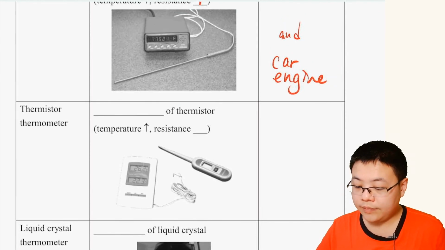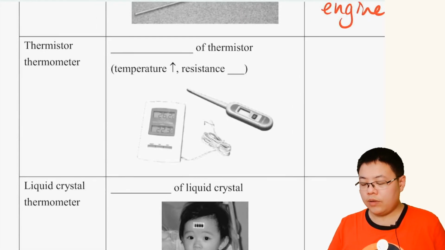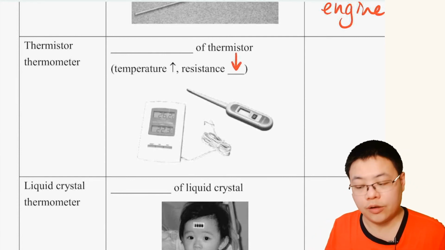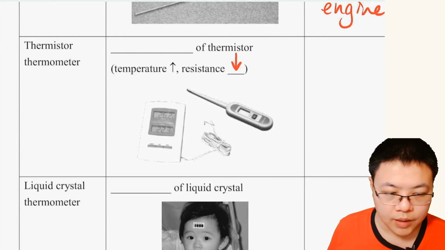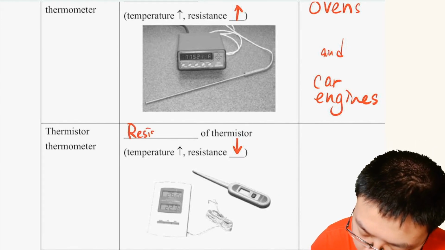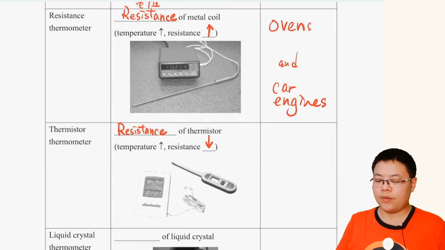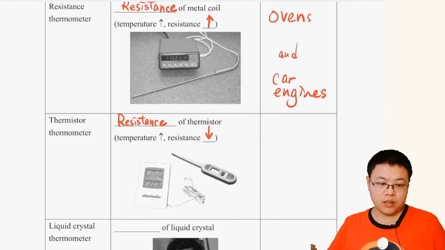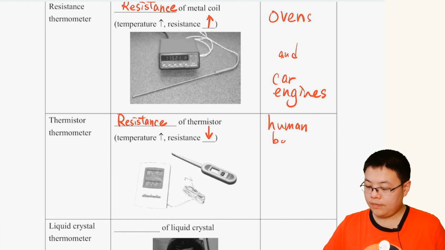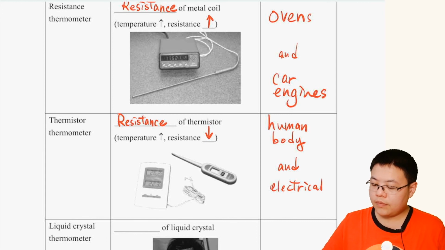Wrong spelling. Okay, much better. And the next one, thermistor. Well, inside this table, this is the first time we have that when the temperature increases, the resistance will decrease. However, it is very similar to the above. It is using the resistance as the temperature dependent variable. And the application is in human body and electrical appliances. Electrical appliances.